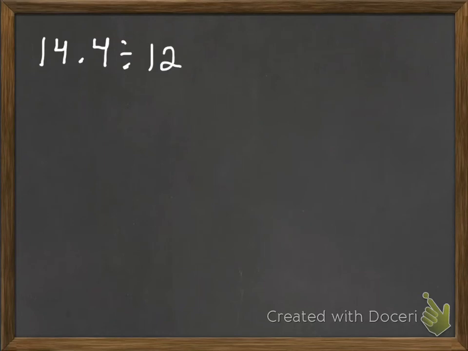Okay, now we have 14.4 divided by 12. So I'm going to go ahead and write it out. Now, if you think you can do this, I want you to pause this video and start dividing and see if you get the same answer as I do. Okay. So we have 14.4 as our dividend, and 12 on the outside, just like that.